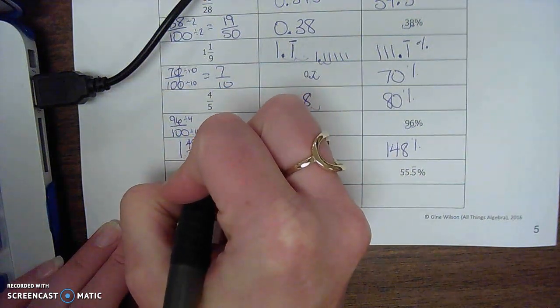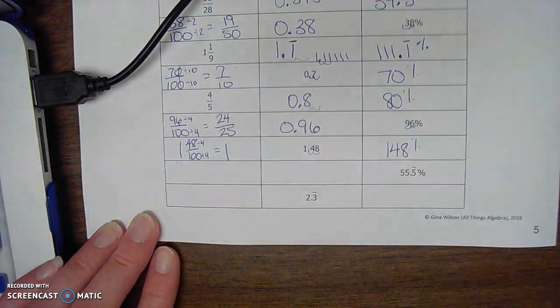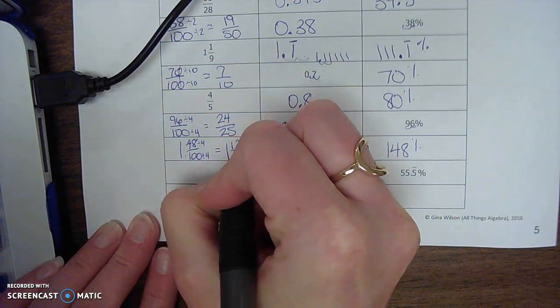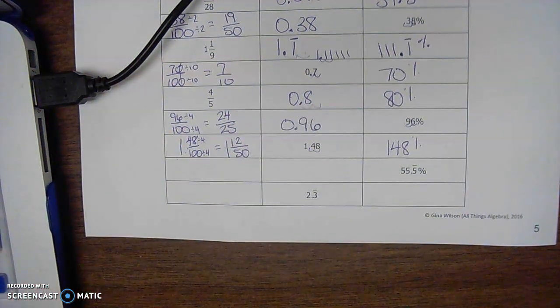You can divide those by 4. The 1 stays the same. The whole number needs to stay the same. 48 divided by 4 is 12. 100 divided by 4 is 25. So 1 and 12 over 25.